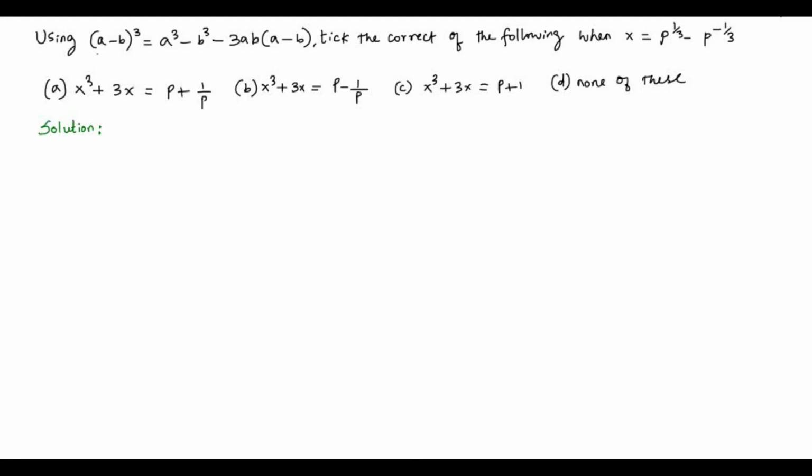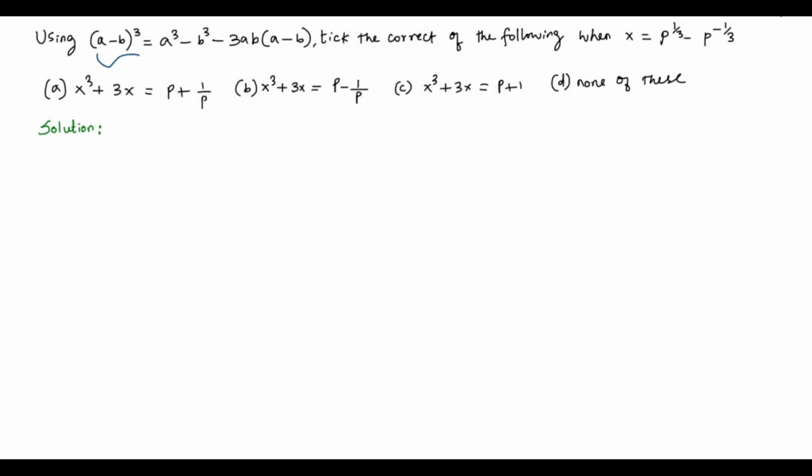Here we have a problem on indices. Let's read the question carefully to understand the information. Using (a minus b) whole cube is equal to a cube minus b cube minus 3ab into (a minus b), choose the correct one of the following when x is equal to p to the power of 1 by 3 minus p to the power of minus 1 by 3.